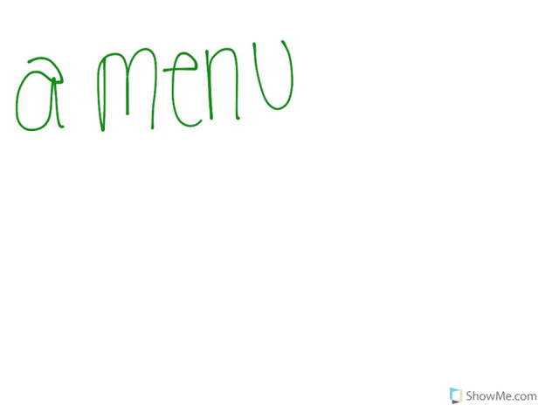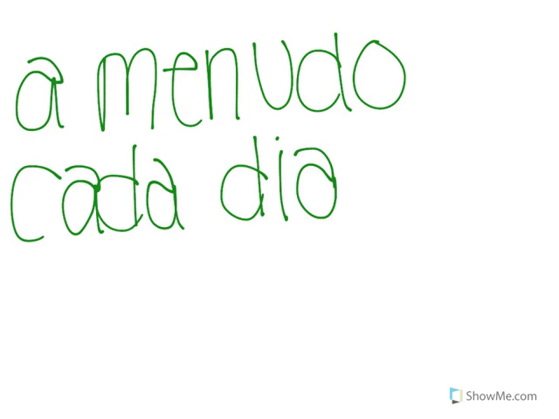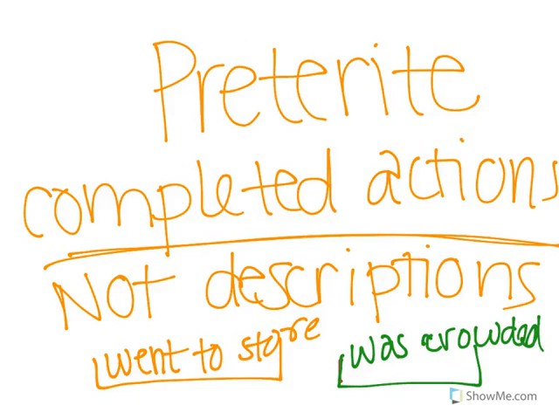For the imperfect, words that can signal using the imperfect are words like a menudo, which means often. We have cada día, every day. This is talking about something that was happening a lot. Frecuentemente, siempre is another good one. These are words that imply repetition, lots of repetition. So there you have it, when to use the imperfect and the preterite.